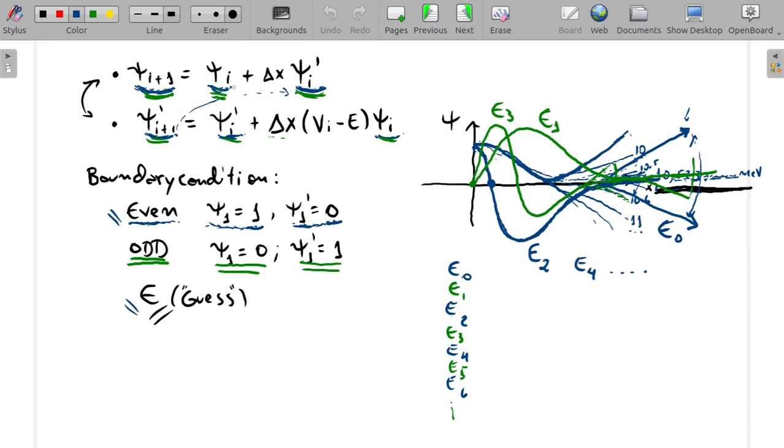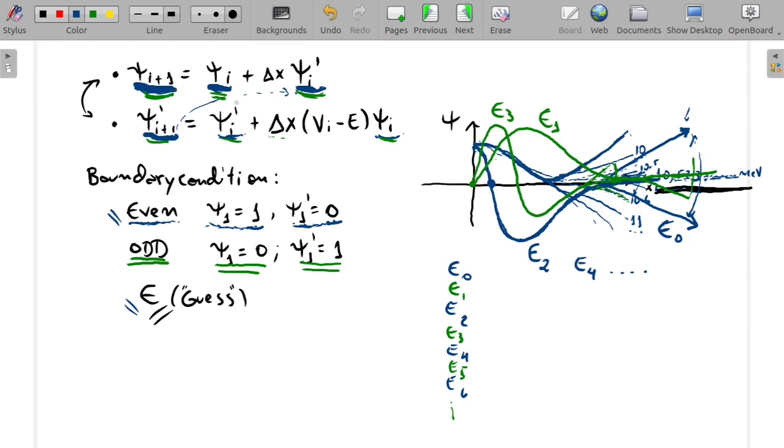So in this case, for example, if I define the derivative and the function itself at i equal to 1, then I use psi at i equal to 1 and the derivative to obtain psi at i equal to 2, and then I use that to obtain the derivative at i equal to 2. Then I use the derivative at i equal to 2 and the wave function at i equal to 2 to obtain psi at i equal to 3, and so on and so forth. So we get the wave function over the whole axis.